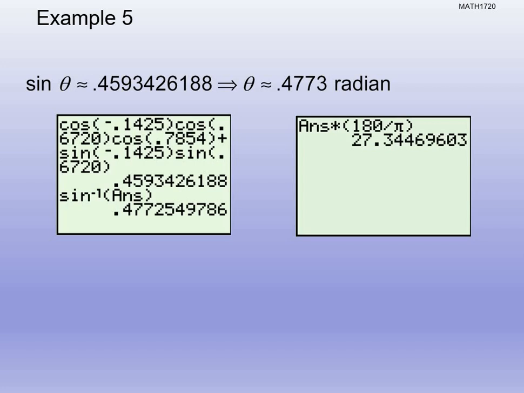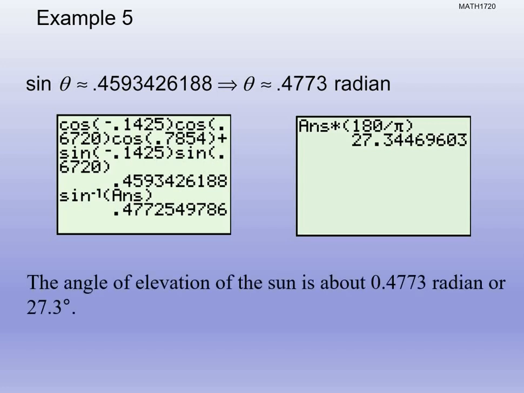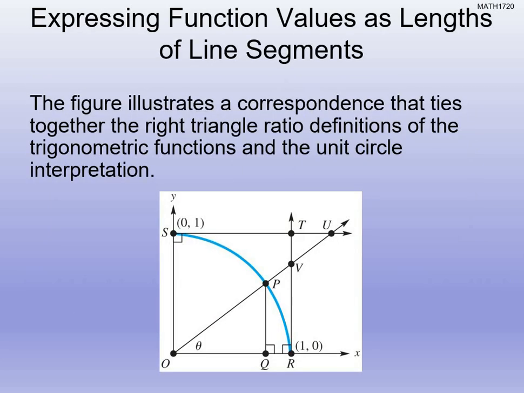Or not radians, 180 over pi, we're putting it back to degrees. I'm sorry about that. We're multiplying by 180 over pi because we want to end up in degrees. So that's why we're doing all that. So it ends up being 27 degrees. So the angle of elevation of the sun is 27.3 degrees, or 0.4773 radians.